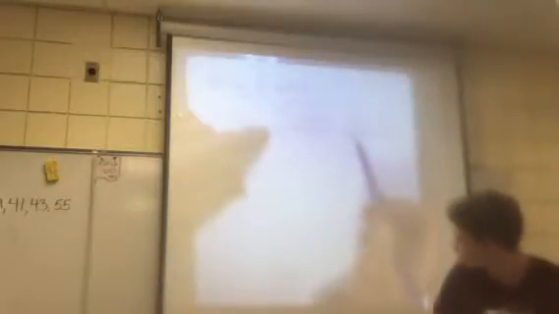Okay, so at this point, I want to distribute this 1 over n cubed to each of these 3 terms. So I'm looking at this as 3 separate terms. This is 2 separate terms. So we have the limit as n approaches infinity of 2n cubed over 6n cubed, then plus 3n squared over 6n cubed, plus n over 6n cubed.